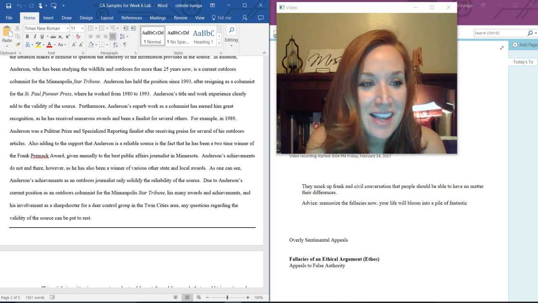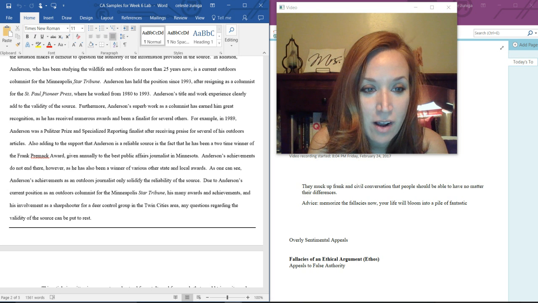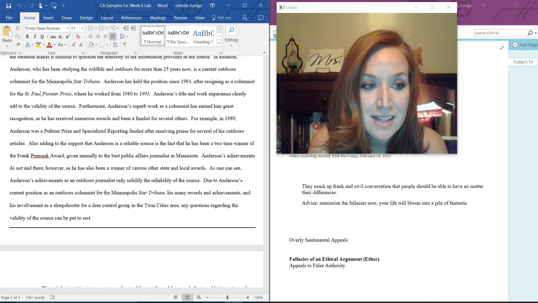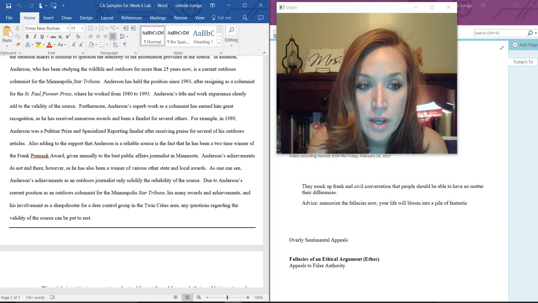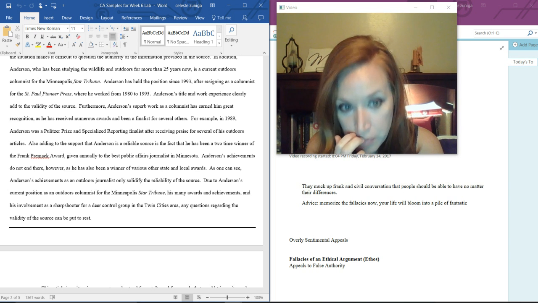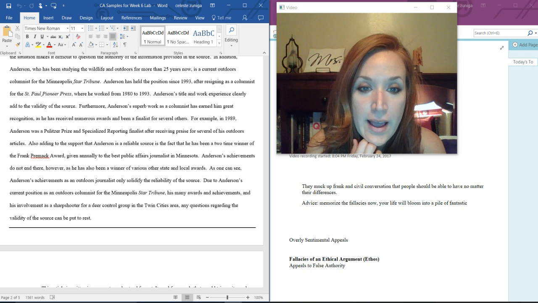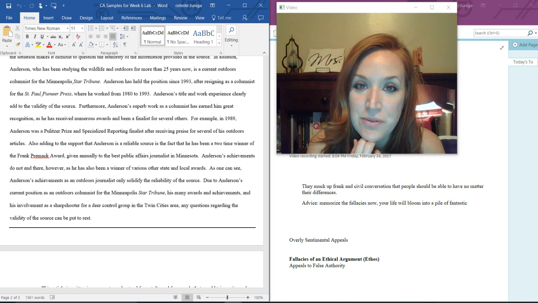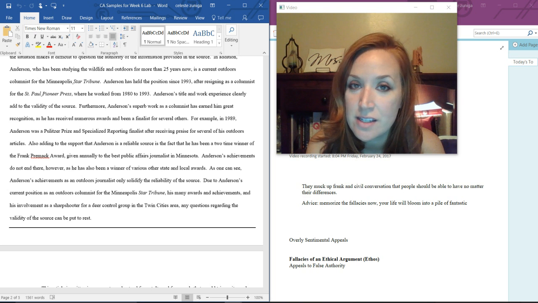Due to Anderson's current position as an outdoors columnist for the Minneapolis Star-Tribune, his many awards and achievements, and his involvement in the sharpshooters for a deer control group in the Twin Cities area, any questions regarding the validity of the source can be put to rest. Great. They restated, this is really intelligent.